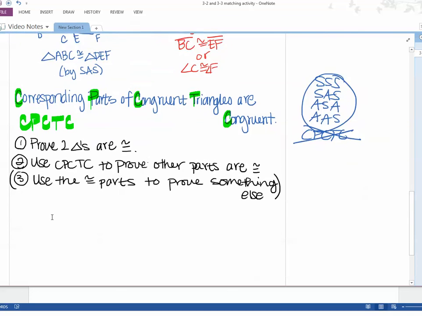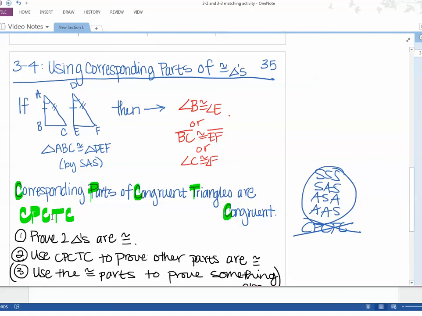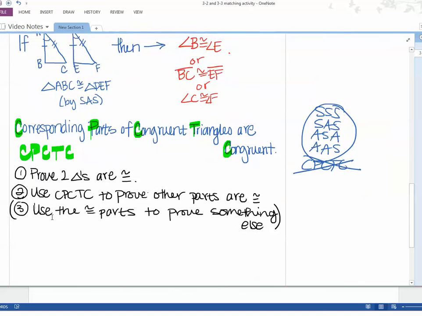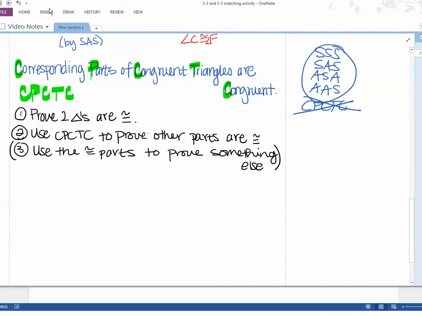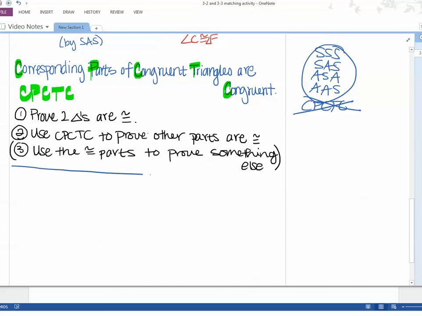Okay, so I'm going to go ahead and do an example. And if you're running out of room when I do this example, feel free to go on to page 34. Okay, so let's do an example. Okay, so I want you to draw this picture.